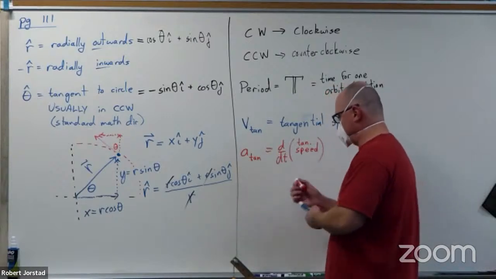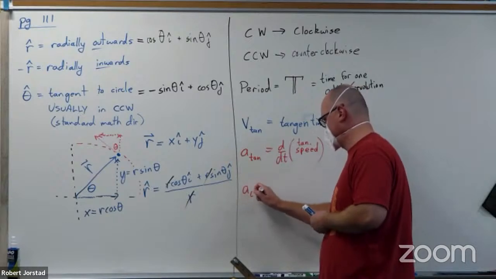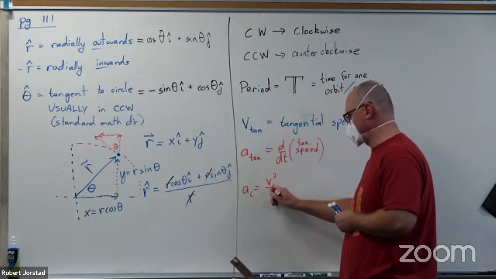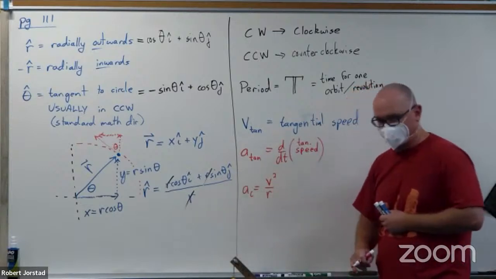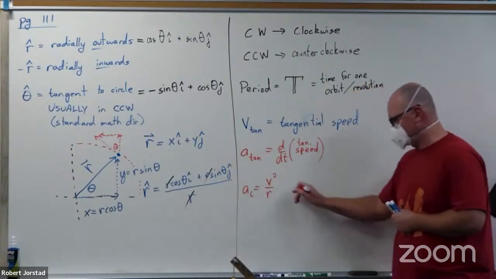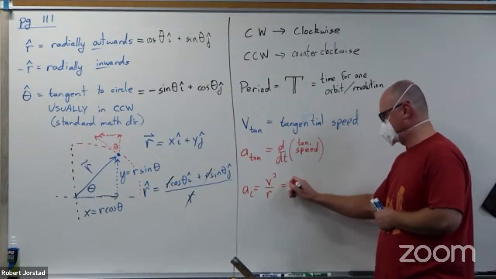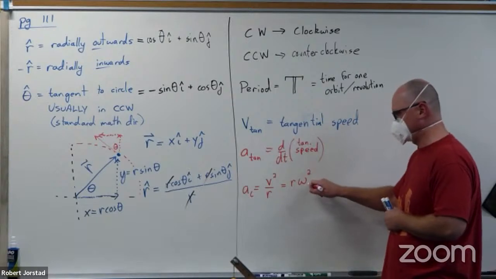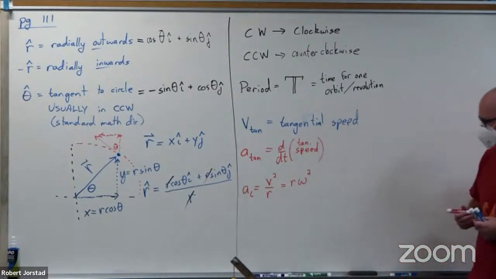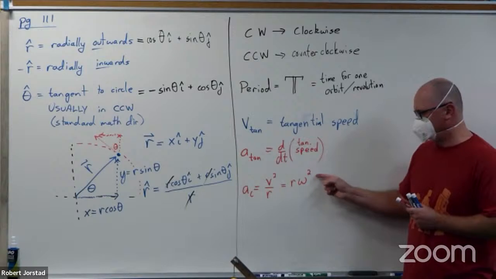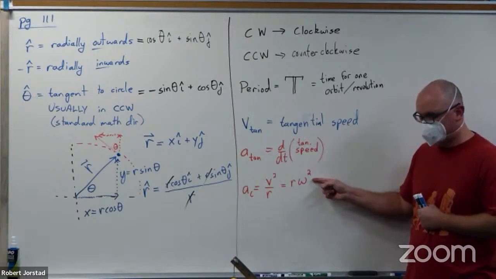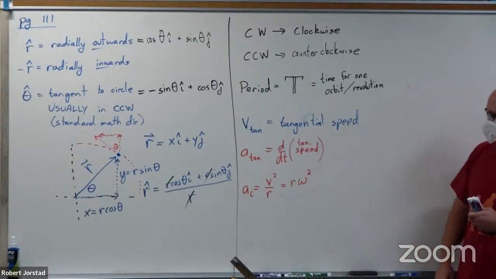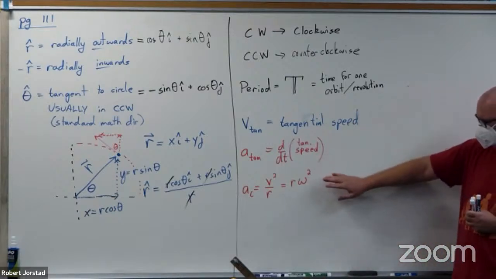We also had AC. This is something that we're going to use called v squared over radius, the radius of the motion. Sometimes this is written as r omega squared, and I haven't told you what omega is, but I will in a minute. This equation is on your test equation sheet, so if you're worried that you got to memorize this, you don't. Okay.